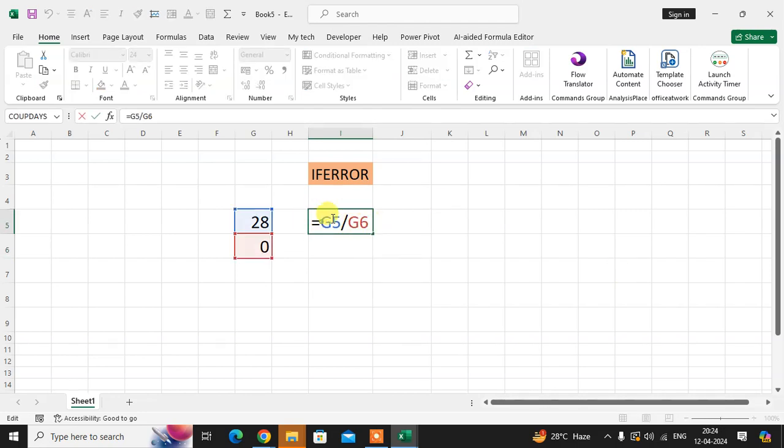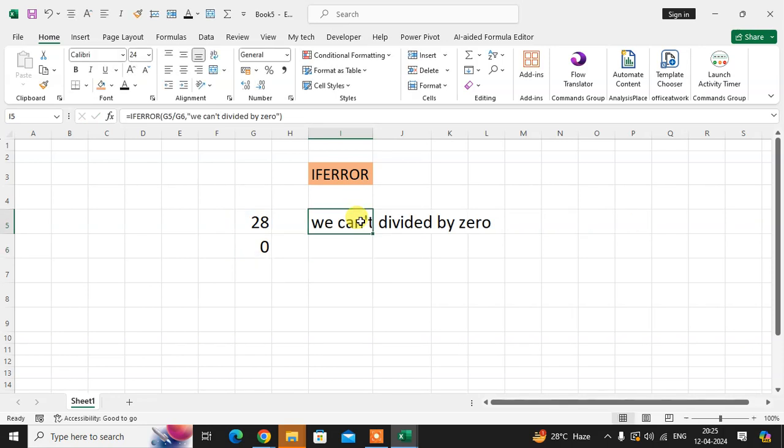Then I edit this and use the IFERROR function here. Then comma, double quote. Write one sentence here. Then 0. Then again use the double quote, close the bracket and just press enter.